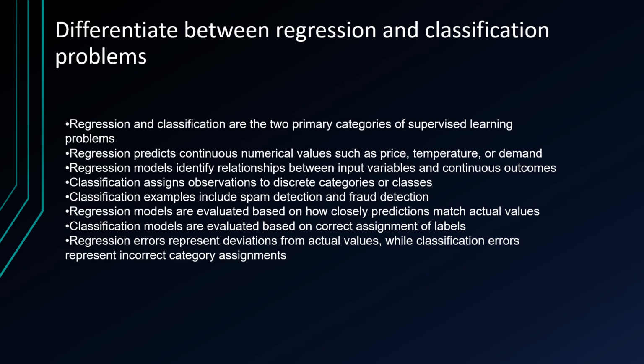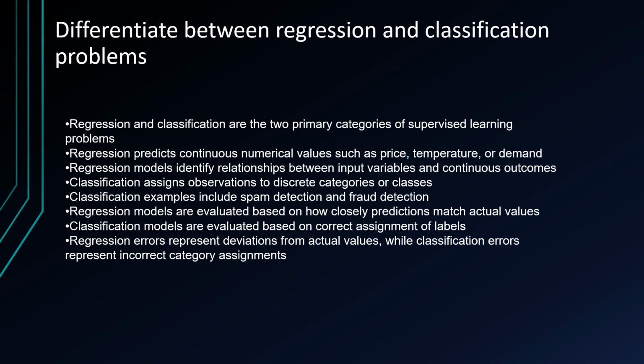Another major distinction between regression and classification involves model evaluation. Regression models are evaluated based on how closely predicted numerical values match actual observed values. Errors in regression represent the numerical distance between predictions and reality. Smaller deviations generally indicate stronger predictive performance. The objective is to minimize prediction error while maintaining the ability to generalize to unseen data.